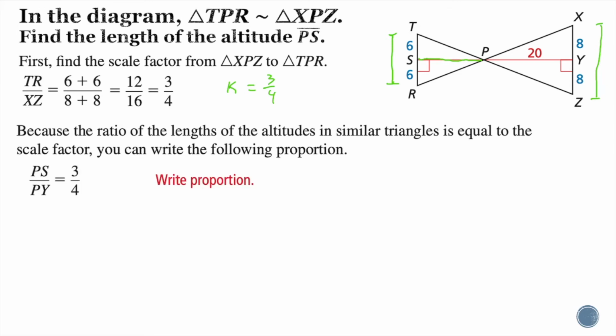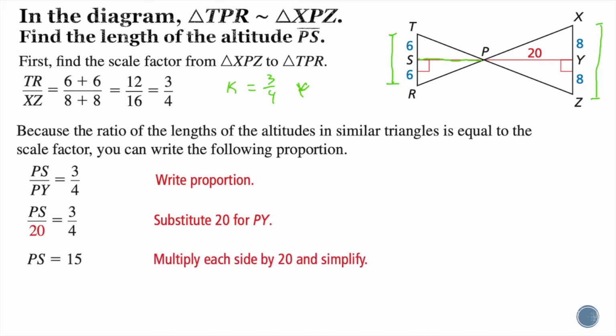So PS over PY is 3/4 based on what I calculated here. And I only know PY, so I will substitute 20 for PY and solve for PS by cross multiplication. And it turns out that my PS, or the altitude of this triangle, is 15 units.